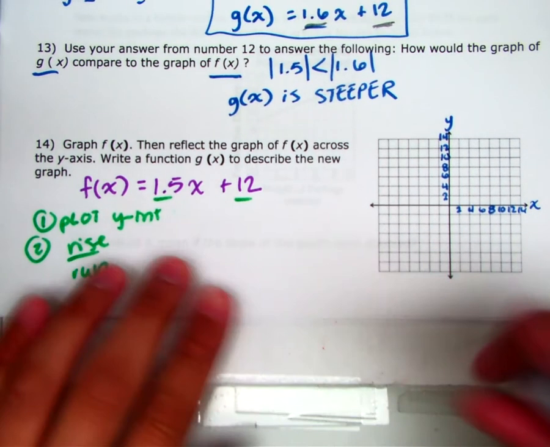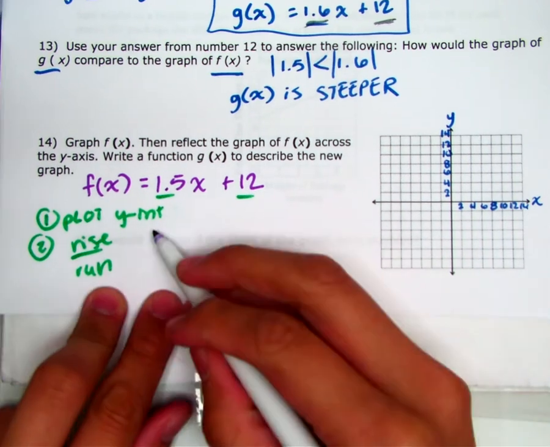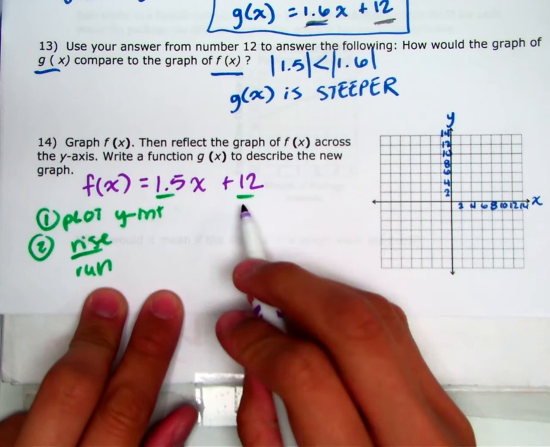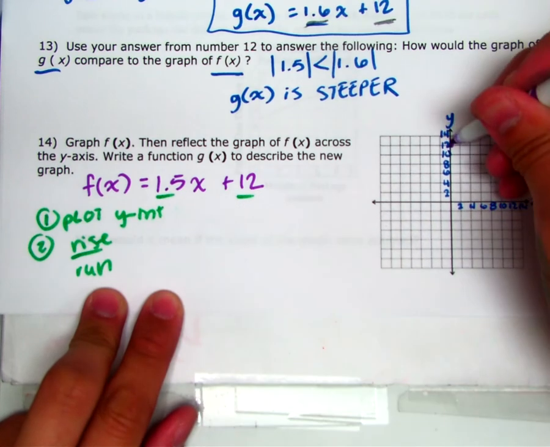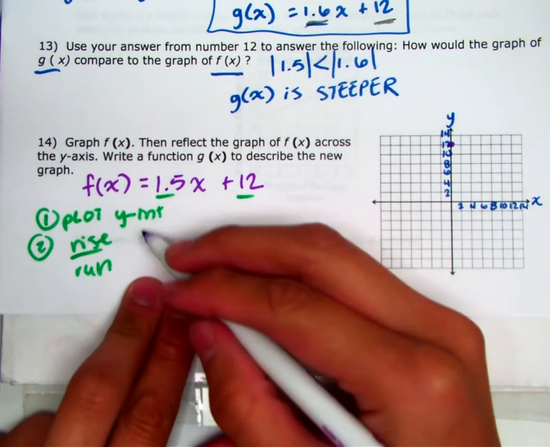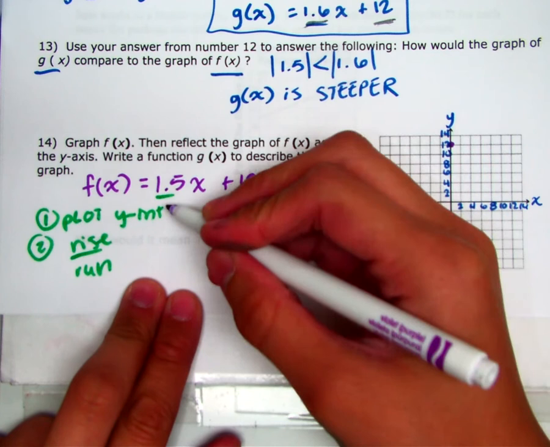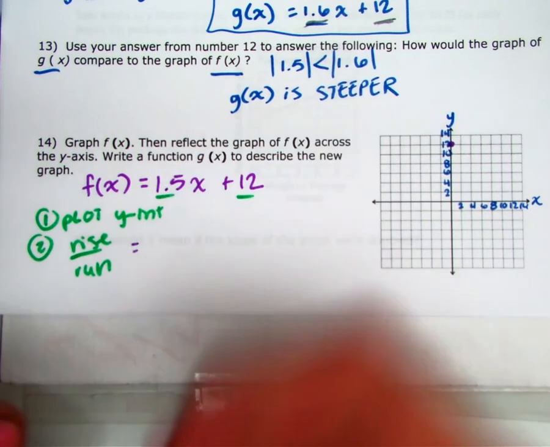Alright, so if I'm going to plot f of x, I'm going to use purple for this one. First, plot your y-intercept. My y-intercept is at 12. Bam. Right there. Okay? So now, I need to do the rise over run. But, oh, it's not in a fraction. Don't worry. Let's rewrite this as a fraction.